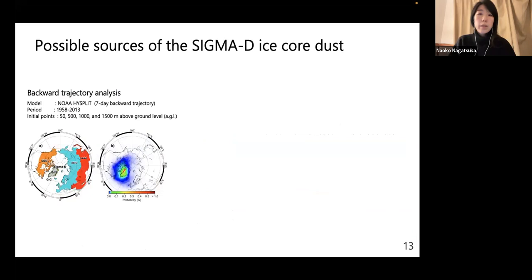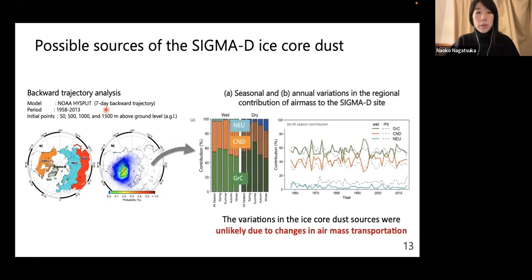Then finally, let's find an answer to the question: where has the ice core dust come from? We calculated the probability distribution of an air mass arriving at the Sigma D site from these four land regions with these trajectory settings. The left graph shows seasonal, and the right graph shows annual variation in the regional contribution through wet and dry deposition.